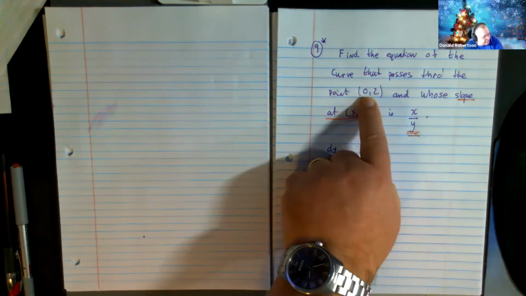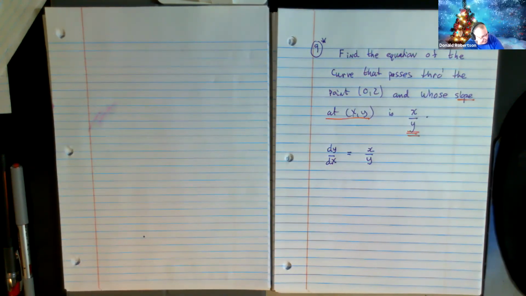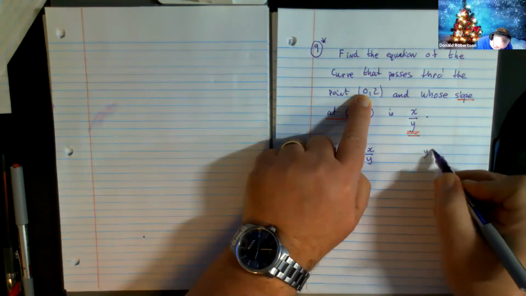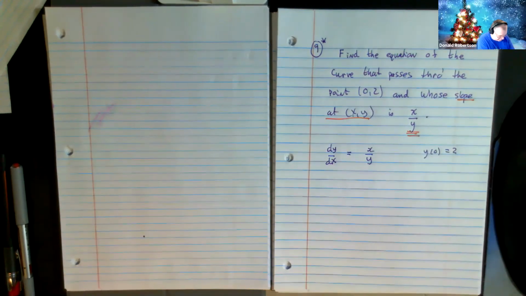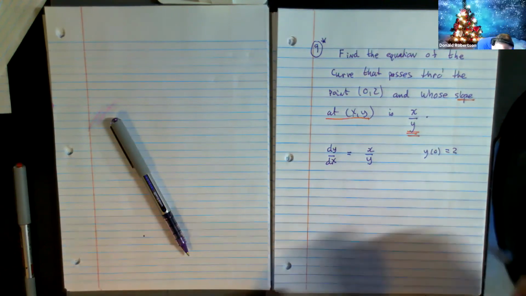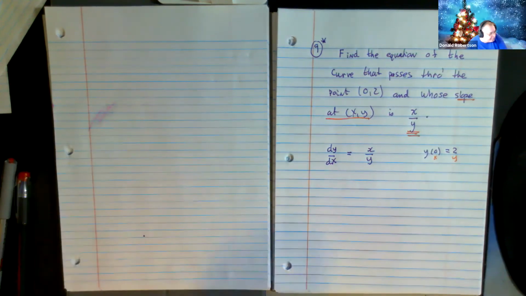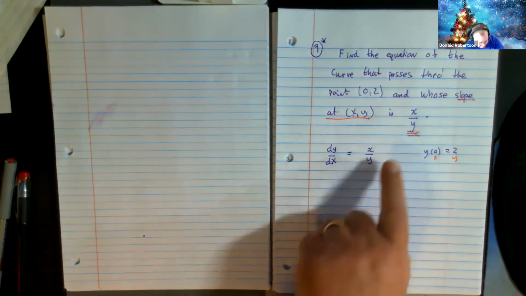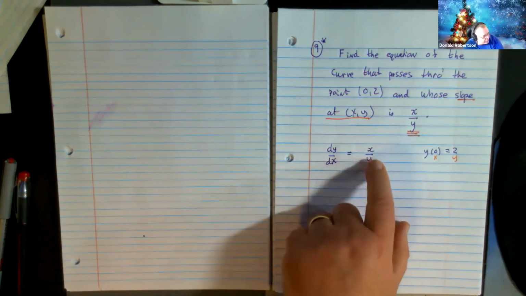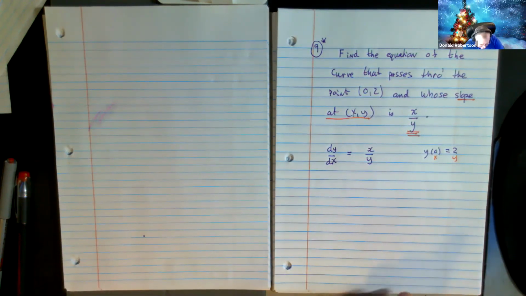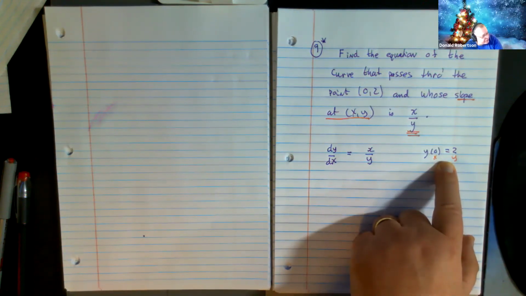Now, what about passing through the point 0, 2? Well, that's actually a boundary condition. And what that is saying is y of 0 equals 2. When x is 0, y is 2. Do you see that's a boundary condition? So there's probably an infinite number of curves who have the property that their derivative at any given point is x over y. But for all of those curves, there's probably only going to be one curve that passes through that single point. That's why we're going to get one particular solution out of this.